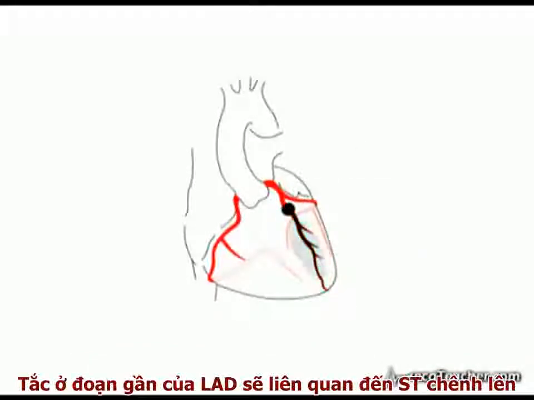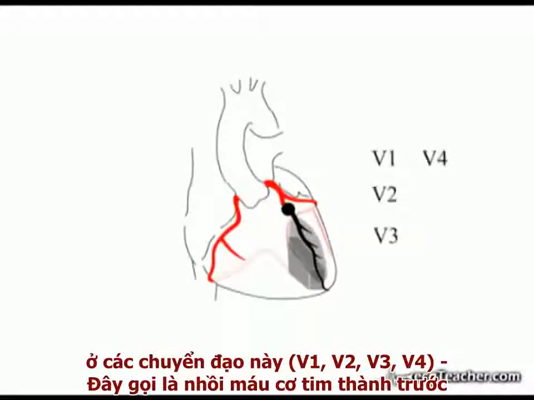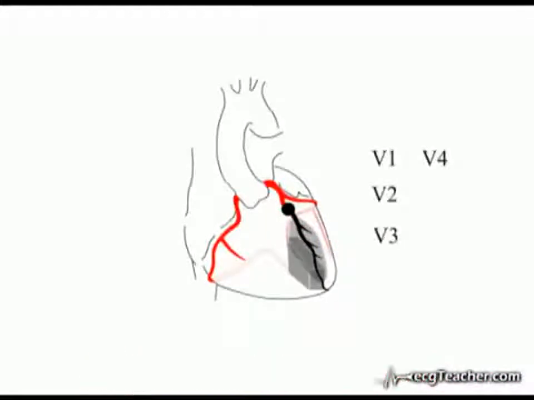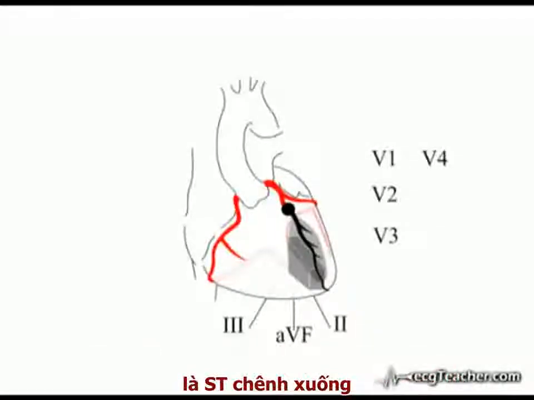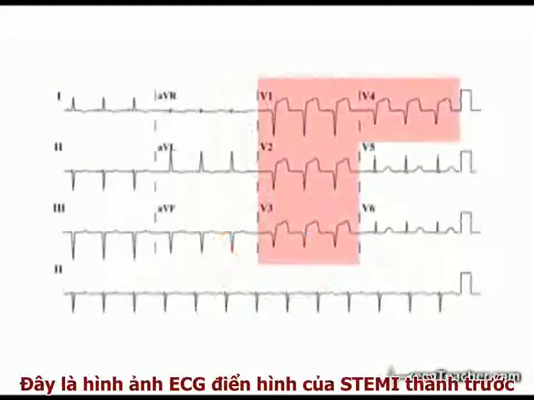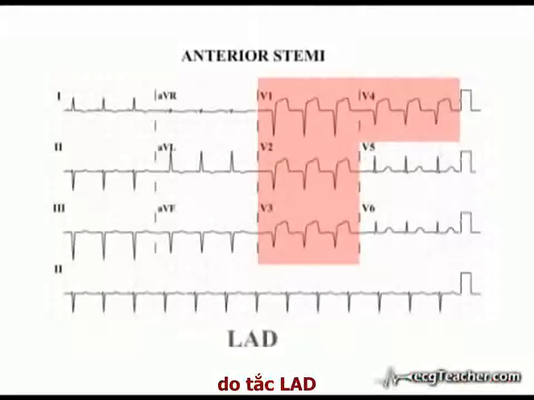Proximal obstruction of the LAD will be associated with ST elevation in these leads and anterior MI. Again, the inferior leads are viewing the injury current from a diametrically opposite position and may show reciprocal ST depression. This is the classic ECG pattern for an anterior MI secondary to LAD obstruction.